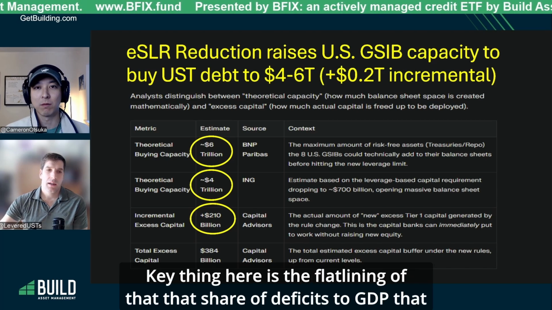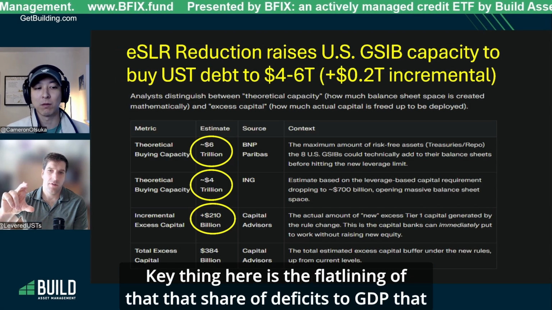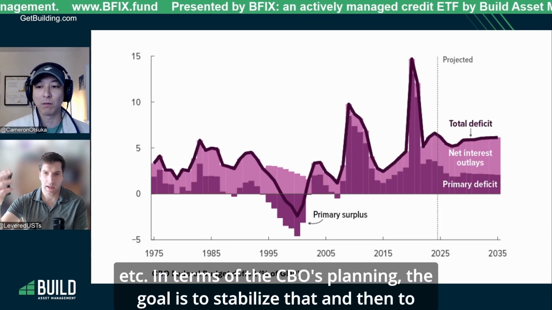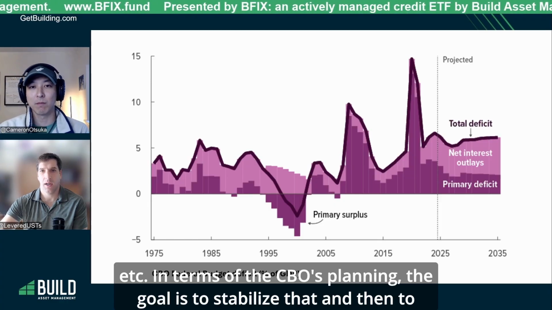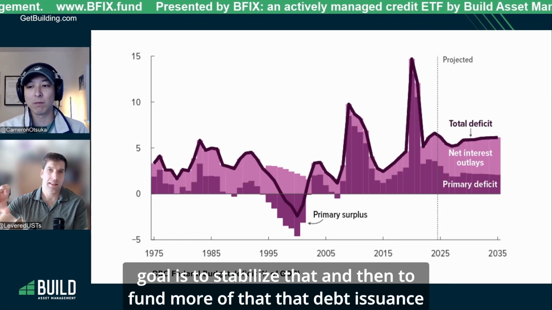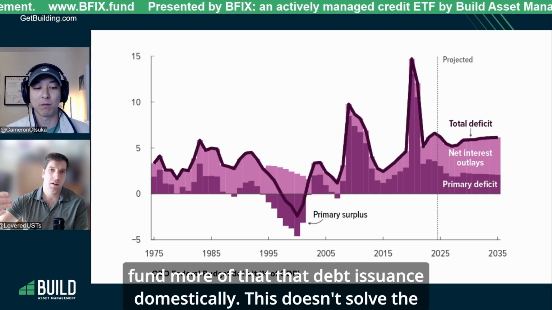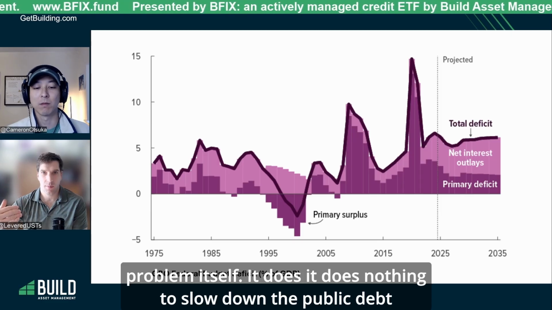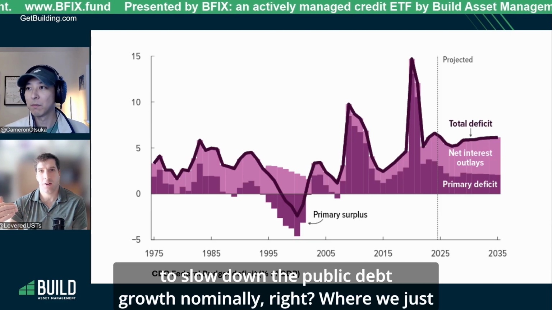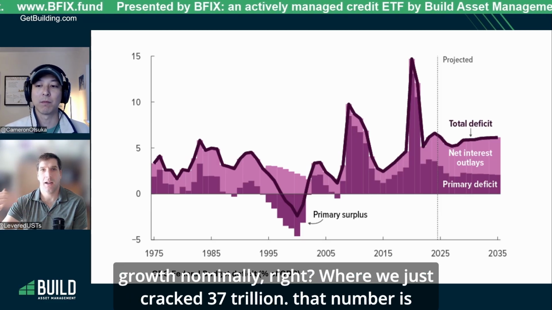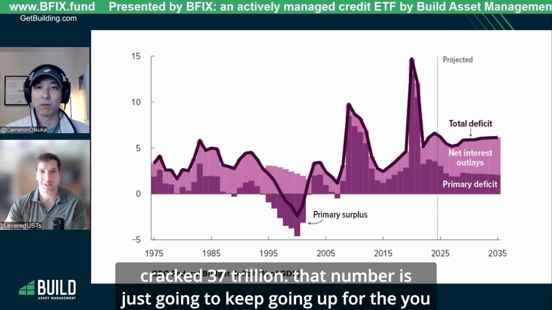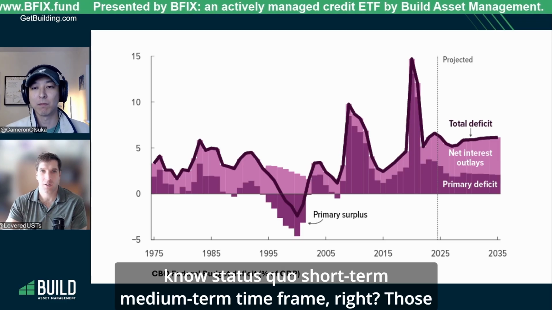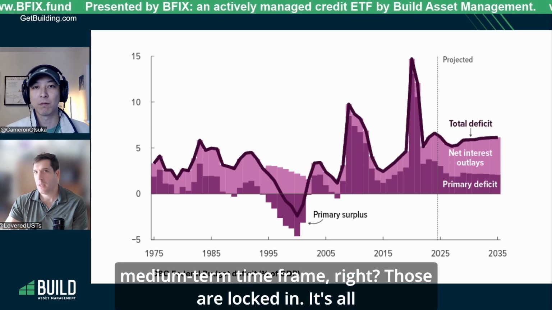Key thing here is the flatlining of that share of deficits to GDP that we saw with the One Big Beautiful Bill, et cetera, in terms of the CBO's planning. The goal is to stabilize that and then to fund more of that debt issuance domestically. This doesn't solve the problem itself. It does nothing to slow down the public debt growth nominally, right? We just cracked 37 trillion. That number is just going to keep going up for the status quo, short-term, medium-term time frame, right?